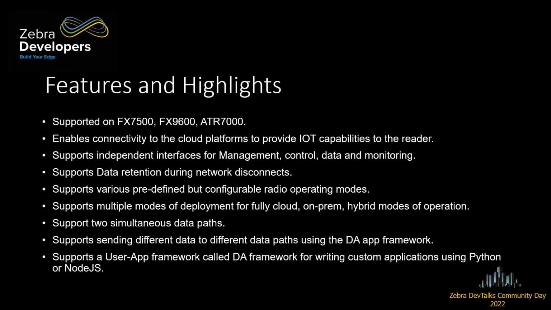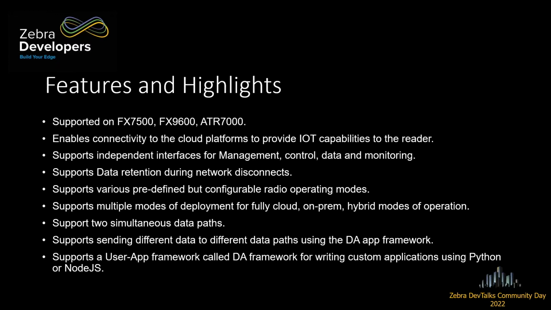The reader supports 2 simultaneous data paths. In terms of the data paths that are supported, we support HTTP post, MQTT, and keyboard emulation, and a bunch of cloud providers as well. We support GCP, AWS, IBM, and Azure. So the 2 simultaneous data paths that are supported can be sent to any of the supported endpoints. So you could have various combinations there. I'll demo that later as well.